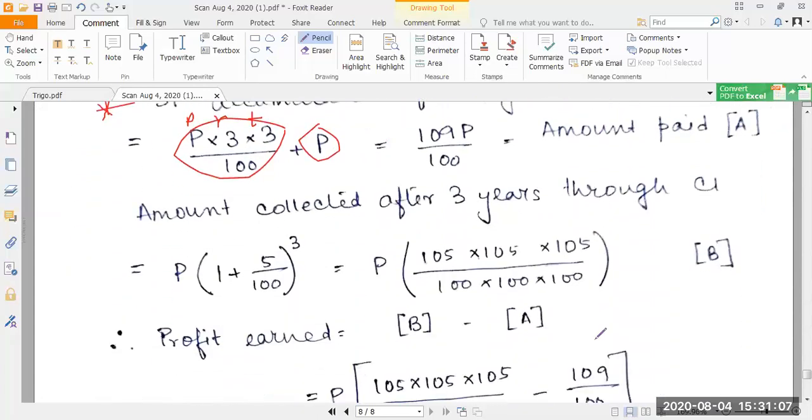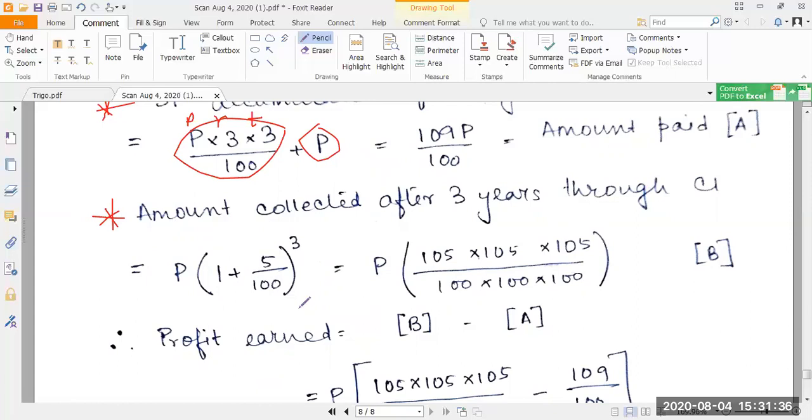Next, what you do is the amount collected after 3 years through CI. So this part is his benefit. The previous part that we calculated was his cost, and now we are coming to his benefits. Naturally, even without doing the sum, we'll know that this part is greater because, A, the interest rate is higher, it's 5% now. B, it's done on a compound interest basis, so it'll yield me higher interest.